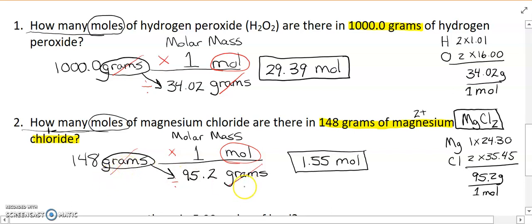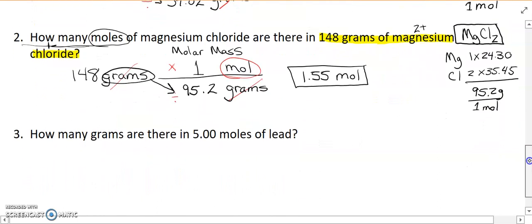Grams goes on the bottom then, so it can cancel out. I'm converting it to moles, so I'm going to use the molar mass, which I added up over here. 1 piece of magnesium and 2 pieces of chlorine give me a molar mass of 95.2. It's 1 mole of something is the number of grams, so the number of grams went on the bottom. You multiply on the top and you divide on the bottom, and I came out with 1.55.